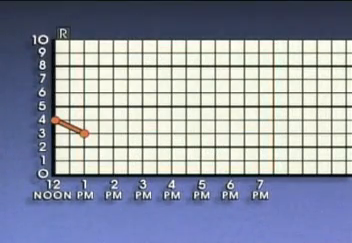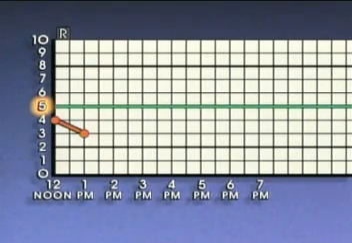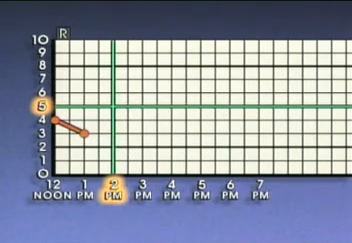This value can then be plotted on the R chart. First, find the value of 5 on the y-axis and draw an imaginary line perpendicular to the y-axis at that point. Then find the appropriate time value on the x-axis. In this case, the readings were taken at 2 p.m. Draw an imaginary line perpendicular to the x-axis at that point. The point where the two imaginary lines intersect is the point where the range value is plotted.